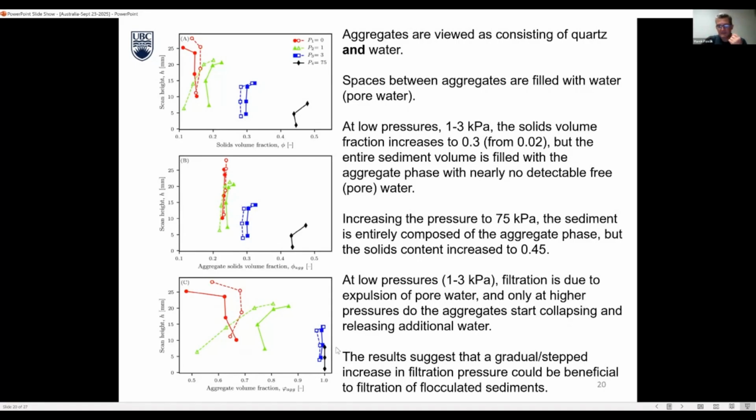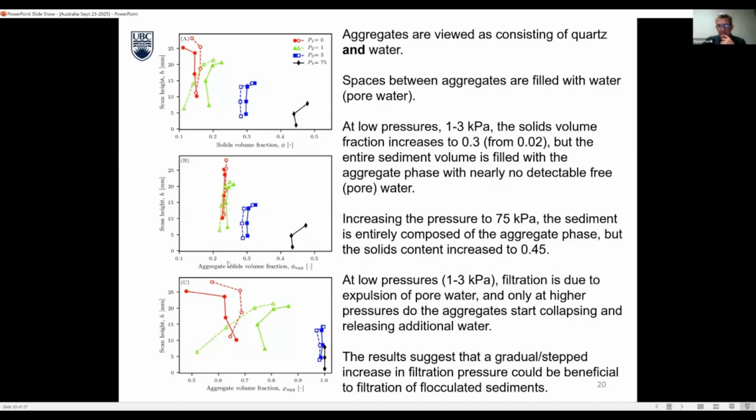So not just solids, but entire flocs. What happens here is that at lower pressures, most of the changes in these graphs occur basically between 0 and 3 pascals, and most of the changes take place in the aggregate volume fraction. What that means is that at lower pressures, we only expel pore water from the sediment. The sediments themselves are not really changing. They rearrange, they may pack more densely. We remove most of the pore water, but the sediments are not impacted.